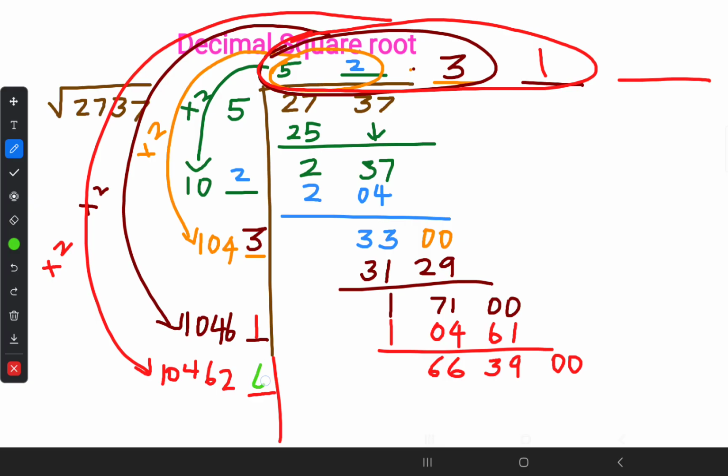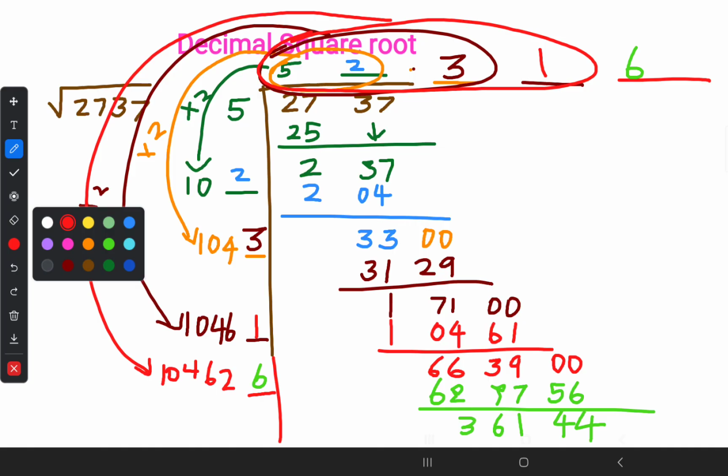Yes, it would be 6. So that will give you 627,756. And here finally the remainder would be 36,144. Now the important thing is not to find until the third decimal. I'll explain what the important one is.